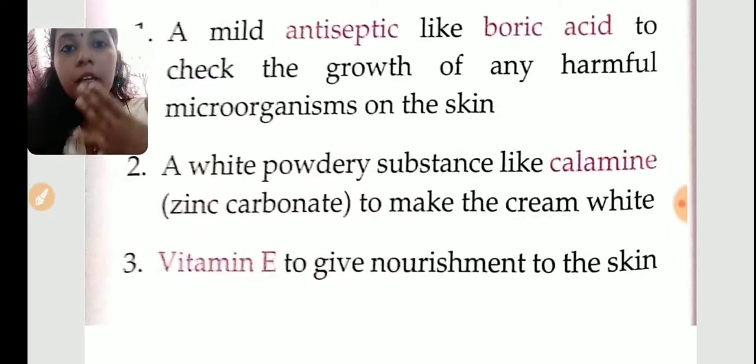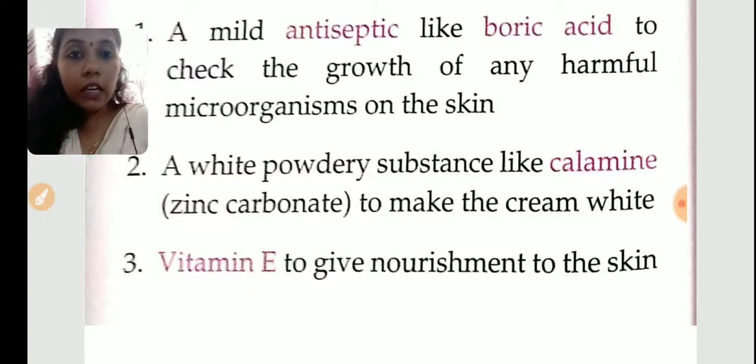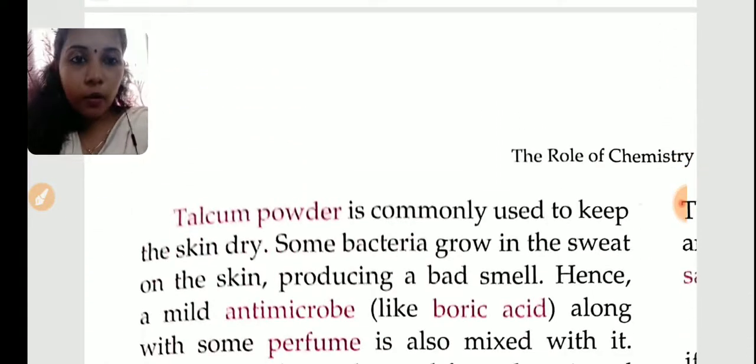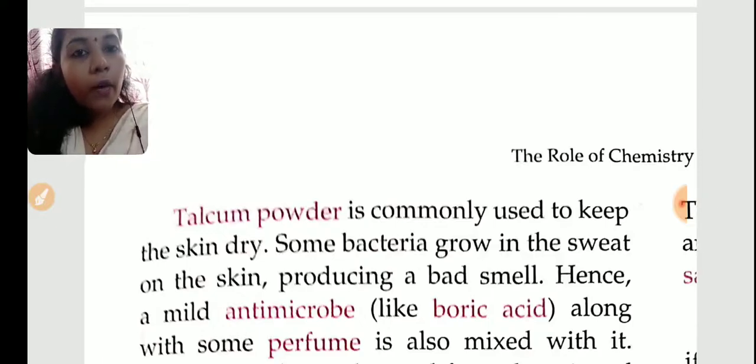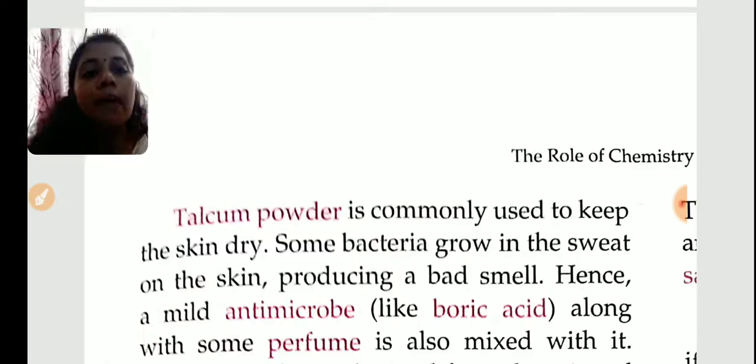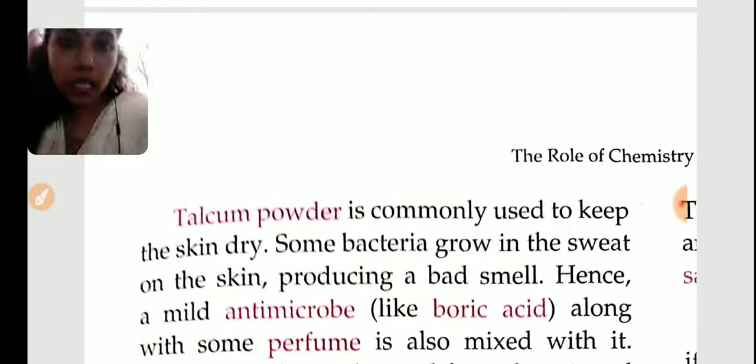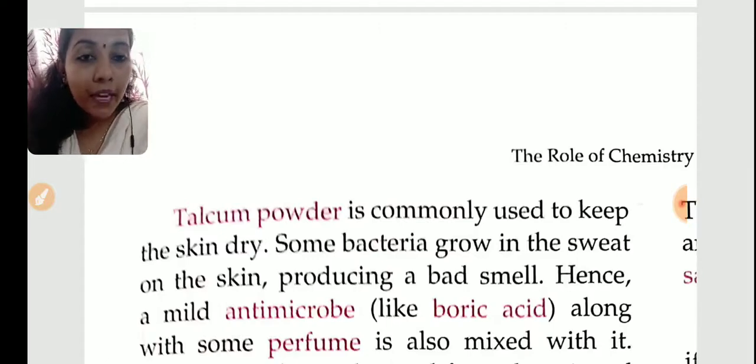In our face cream, what is present? Antiseptic things are there, then calamine lotion is present, and vitamin E for improving the color of our skin. These all are the chemicals present in our skin creams. So chemistry is present in cosmetics also. Then talcum powder. Talcum powder means what? Our simple powder. So what is it commonly used for? We use powder to make our skin dry. Okay. Some bacteria grow in the sweat on the skin. On our skin, what will start to grow? Bacteria will grow.